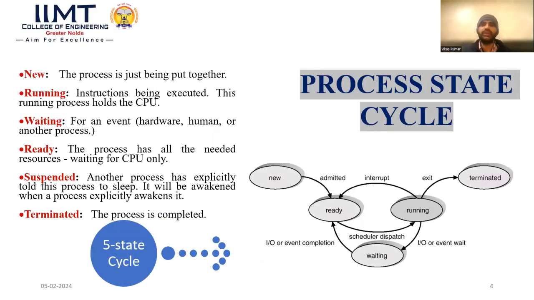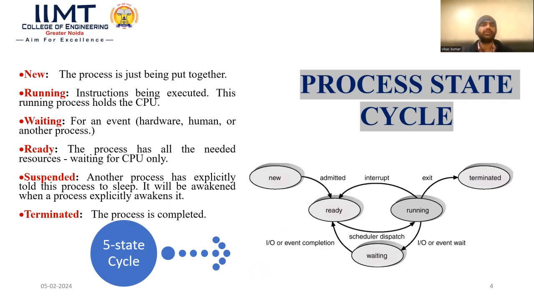Okay, next, that is the process cycle. There are 5 process states in the cycle: new state, ready state, running state, waiting state, and terminated state. Okay, now we will discuss each and every state one by one.